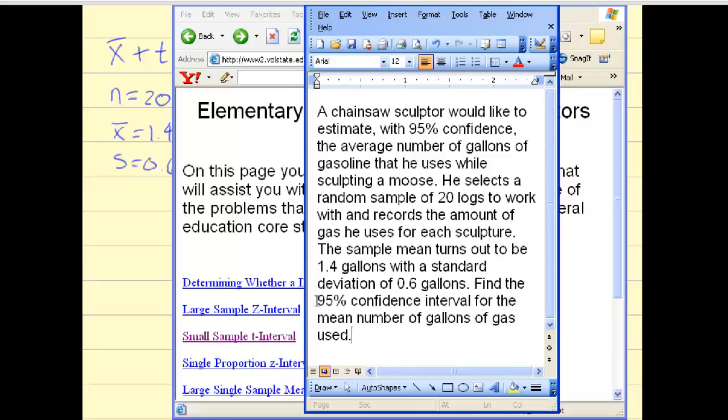So the question is to find the 95% confidence interval. Now, if you're finding a confidence interval, you have to ask yourself, am I finding a confidence interval about a proportion or a mean or whatever? In this case, it says to find the confidence interval for the mean. If we're finding a confidence interval about a mean, then we have to find what our sample size is. If our sample size is at least 30, we would use the normal distribution to estimate that interval. If the sample size is less than 30, then we would use the t-distribution. We see here that our sample size is 20, less than 30.